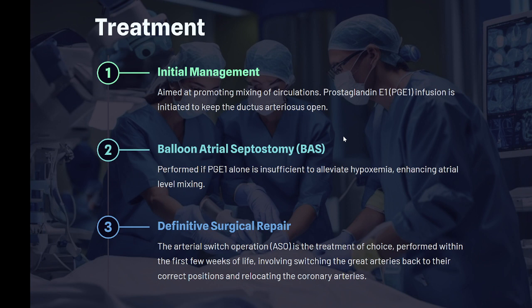Definitive surgical repair, the arterial switch operation, ASO, is the treatment of choice, performed within the first few weeks of life, involving switching the great arteries back to their correct positions and relocating the coronary arteries.